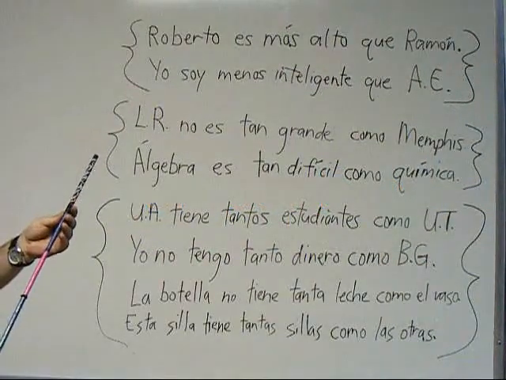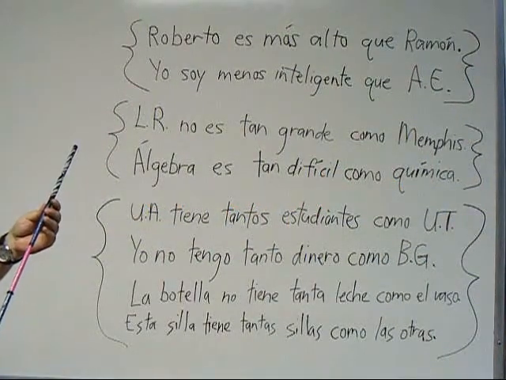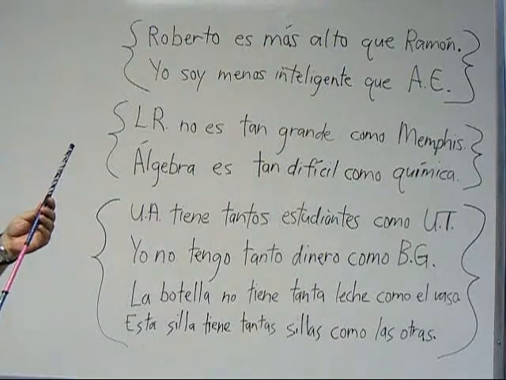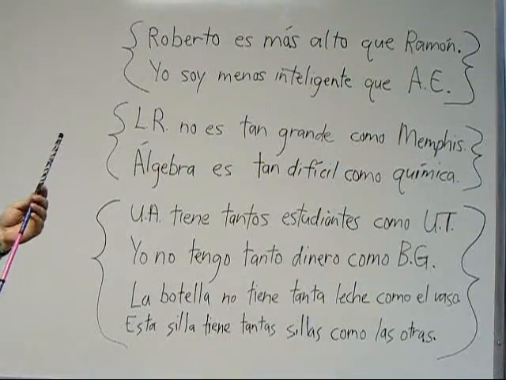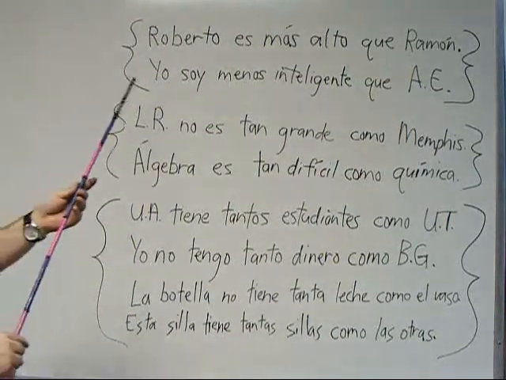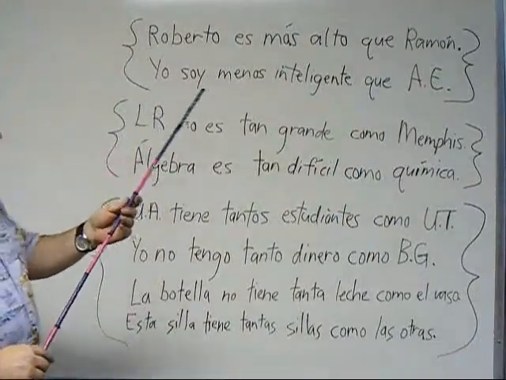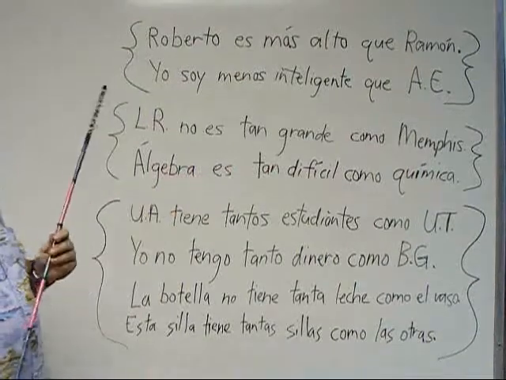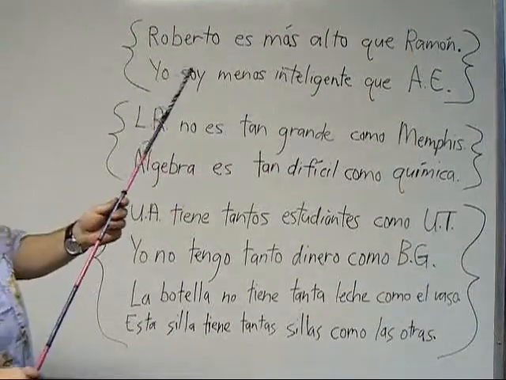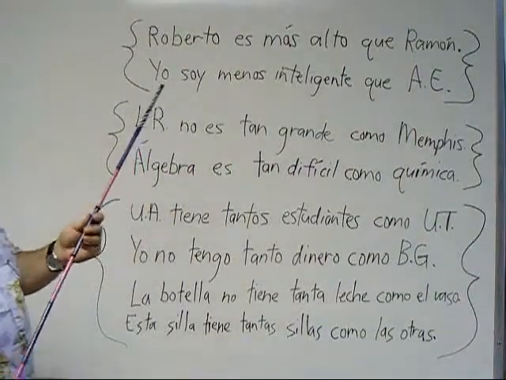In this lesson, we're going to discuss the comparative and the superlative. I'm going to start with three versions of the comparative. Let's look at the first one. Roberto es más alto que Ramón, or yo soy menos inteligente que Albert Einstein. Okay. This is bigger, better, or less something than the other thing.